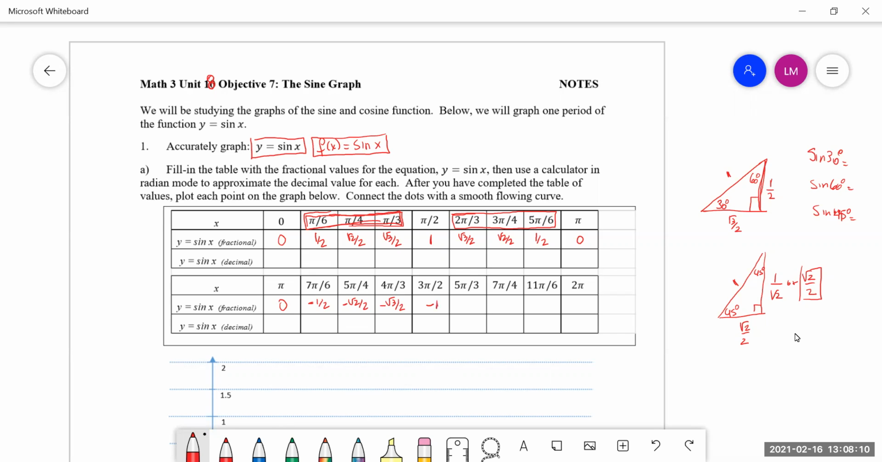How do I know this so fast? Because I have them memorized, or I look at my unit circle, or I look at my little table that I created, okay?